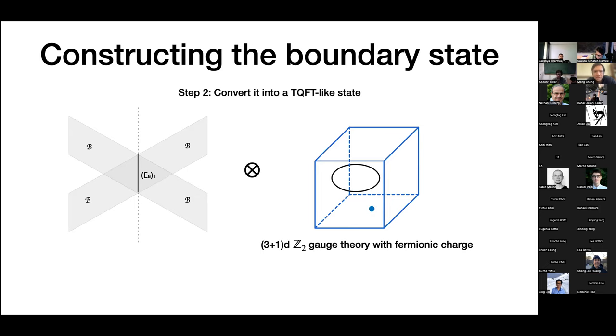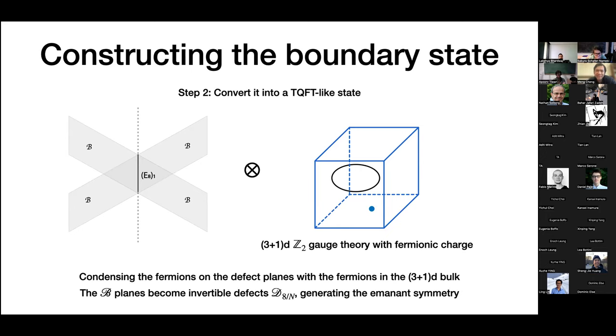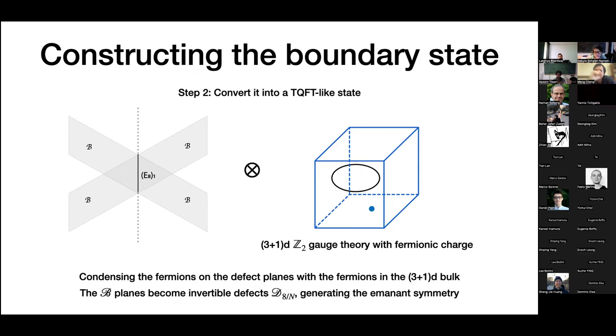Here, we are bringing in this 3 plus 1 Z2 gauge theory with fermionic charge, for the reason that this B theory in 2 plus 1 also has a fermionic particle, a fermionic anyon. So we bring in this copy of the 3 plus 1 Z2 gauge theory, and we perform anyon condensation that could identify the fermions on the B plane with the fermions in the 3 plus 1 bulk. Once this is done, the B planes become invertible defects of the kind that I introduced earlier.